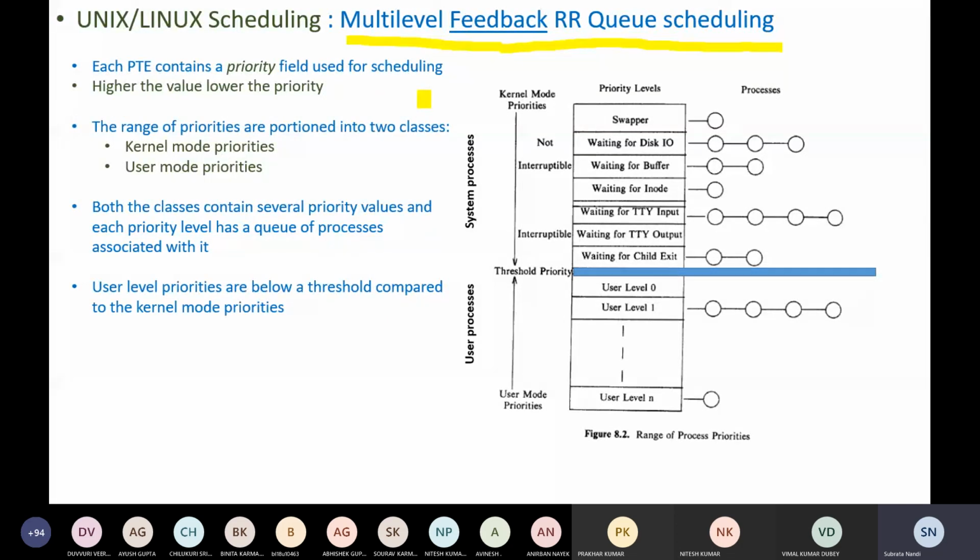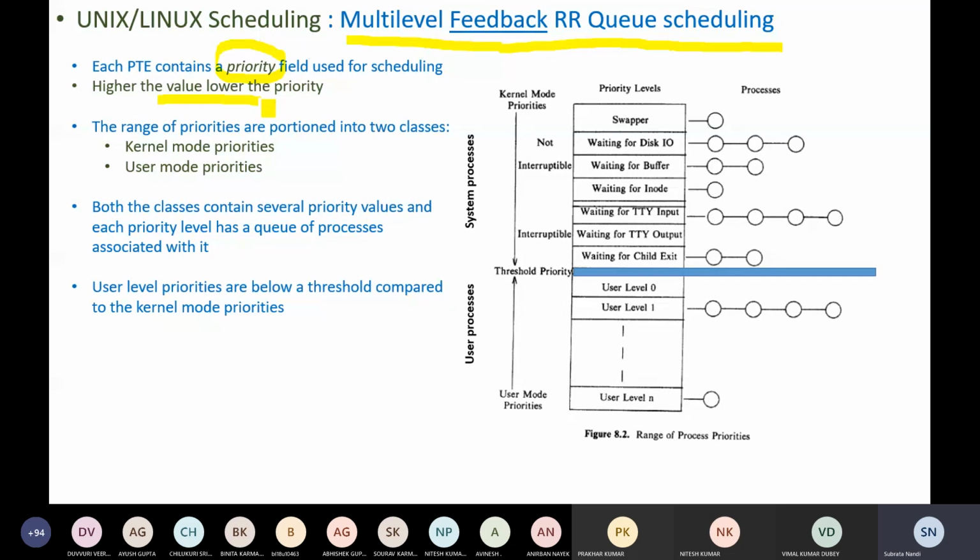In the process table entry, there are different fields. We know this is the PID. It stores the parent PID, and there are many other fields. One of the important fields in the process data structure is the priority field. This priority field is managed in such a way that the higher the value, the lower the priority. That is the convention used in Linux or Unix systems. If the value is more, the priority is less.